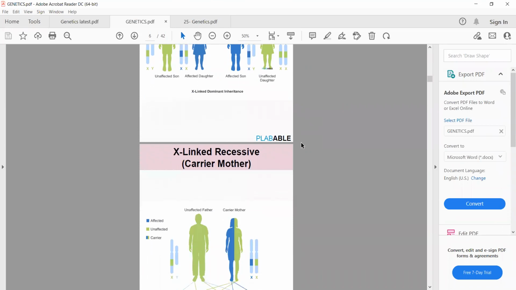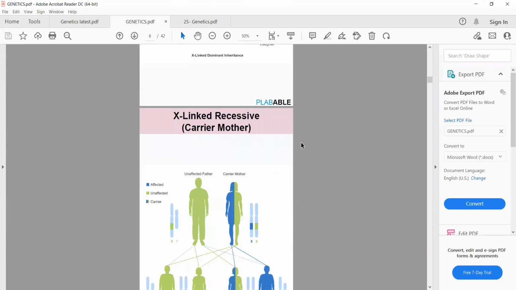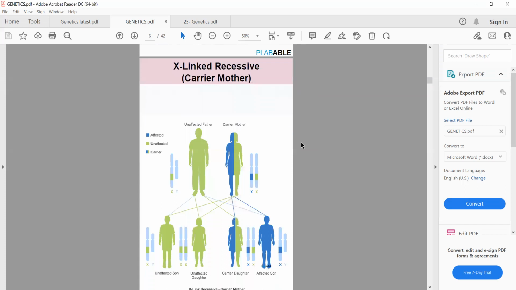Now, X-linked recessive. If the mother is a carrier, so the mother is a carrier, and we are talking about X-linked recessive. Recessive means two defective genes are required to produce the disease. So if someone has to have the disease, he should have two defective genes of an X-linked recessive disease.